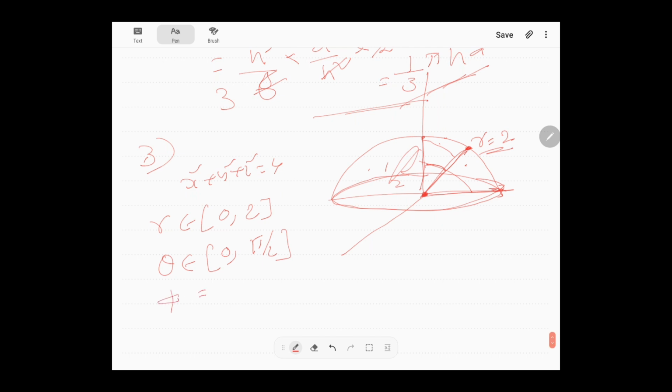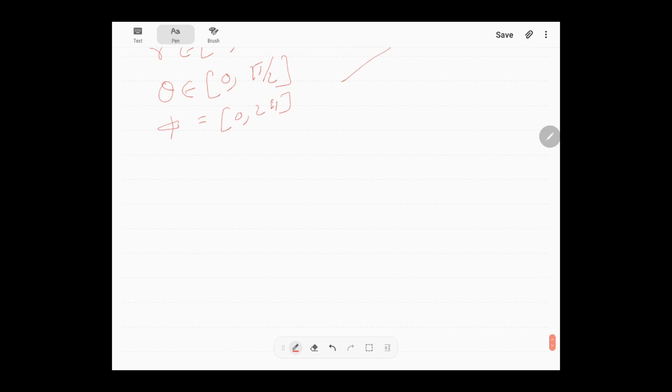And what are the limits for phi? I need to take the projection here. Depending on my point, the projection will fall anywhere. If this is the x-axis, this is the angle, this is OP, this is the x-axis. So my projection may be at any point inside this region. Therefore, phi varies between 0 and 2 pi. You got the three limits.